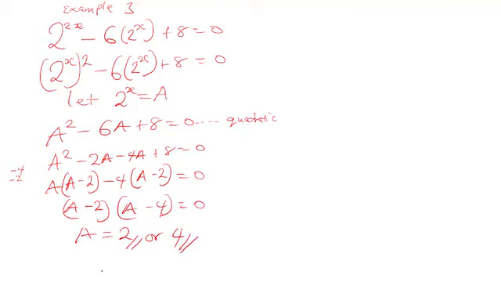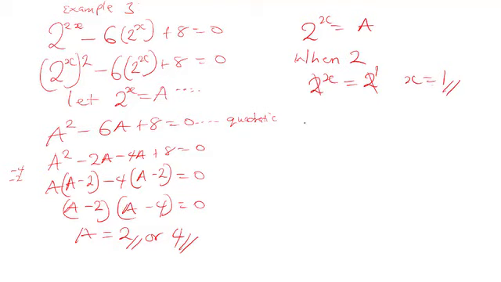But remember, what we are looking for is x and not A. So the values of our x, now remember the relationship between A and x: our 2 raised to power x is equal to A. Now you look for the value of x when A is equal to 2. So when A was 2, 2 raised to power x is equal to 2 raised to power 1. 2 goes with 2, so x will be equal to 1. That's the value of our x.